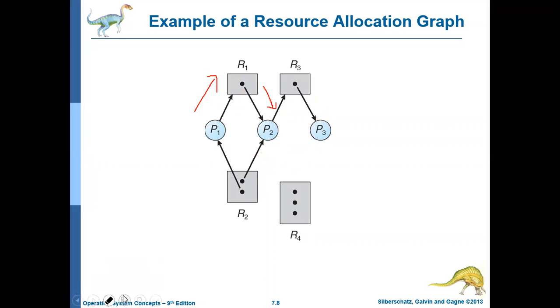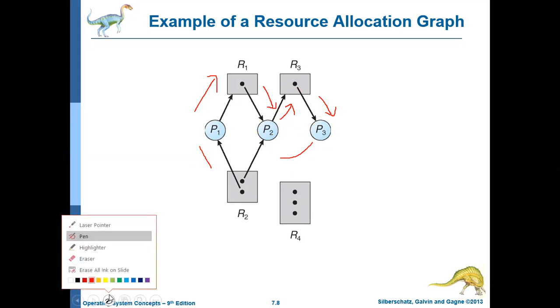Let us see in any other direction whether there is a cycle or not. From P2 you can go to R3. From R3 you can come to P3. But after that there is nothing. P3 has no outgoing arrows, so you cannot come back. You can also check other possibilities. If you come from P1 to here, there is no possibility. P2 to R3 and then R3 to P3, and that ends. So basically this graph does not have any cycle.